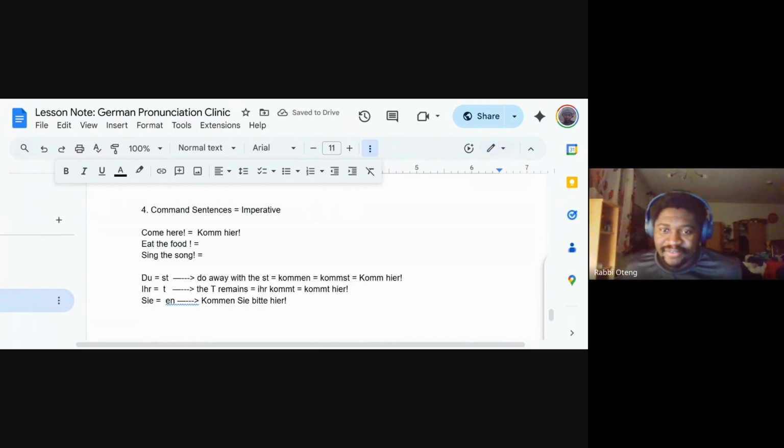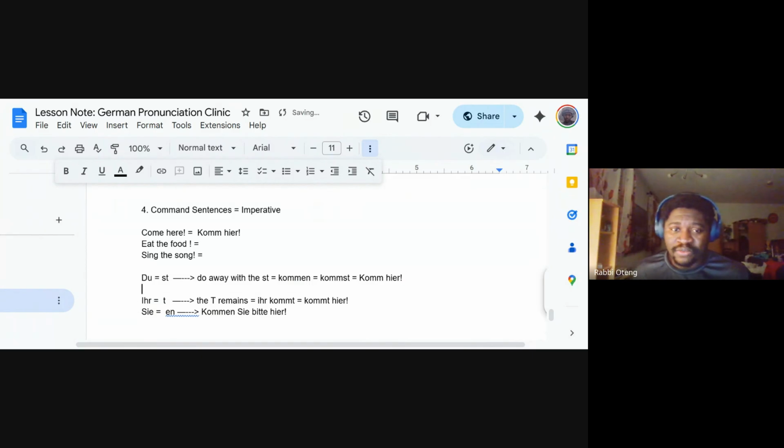Clear. So with the du form, the complication, really the du form is complicated. With regular verbs, it's simple. You just remove the st, so go back to the verb stem. You do away with the en, left with the verb stem, just mention it. But for irregular verbs, that's when everything changes.